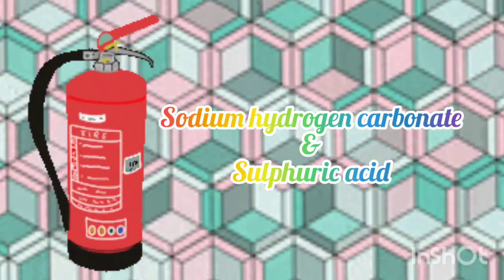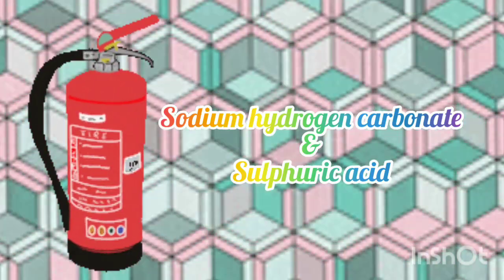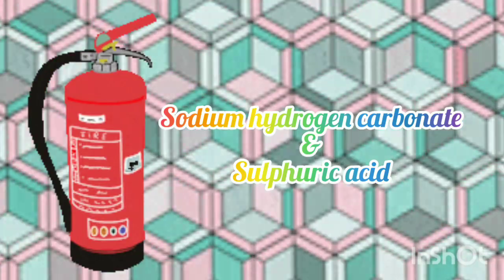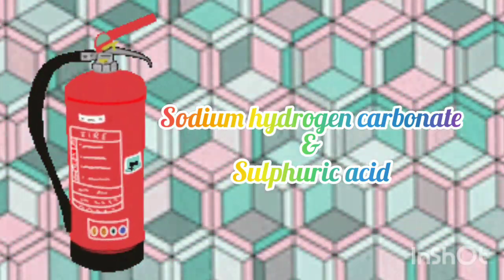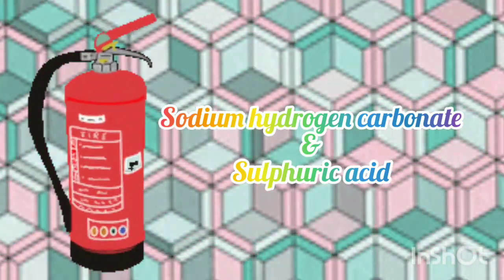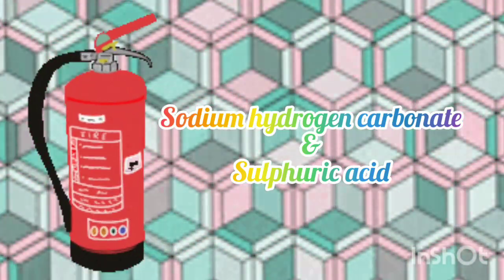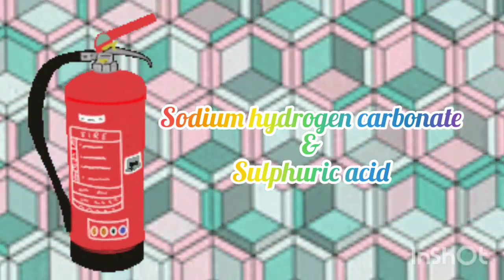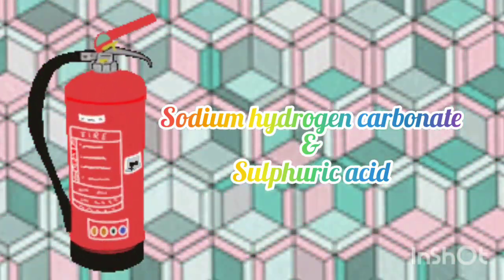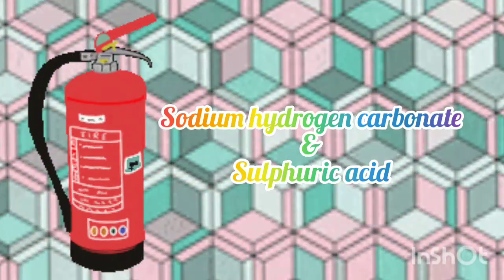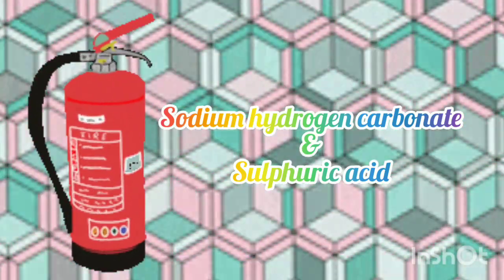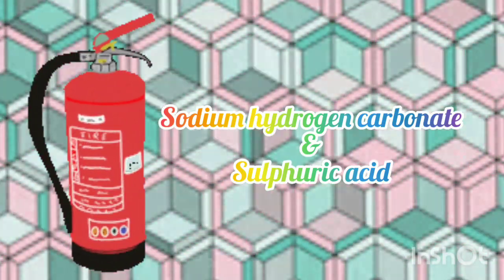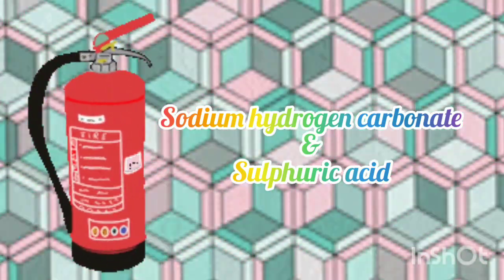These two solutions are kept in separate compartments. Then when the fire extinguisher is used, what will happen? These two substances, sodium hydrogen carbonate and sulfuric acid, come into contact with each other and produce carbon dioxide, and it will extinguish the fire. So this is the soda acid fire extinguisher. So we have seen about fire, how to extinguish a fire.